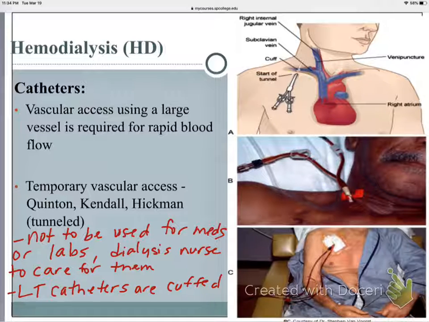If the dressing became loose or soiled, or there's blood underneath it, then yes, we can change the dressing. But that's all we can do, just change that central line dressing.